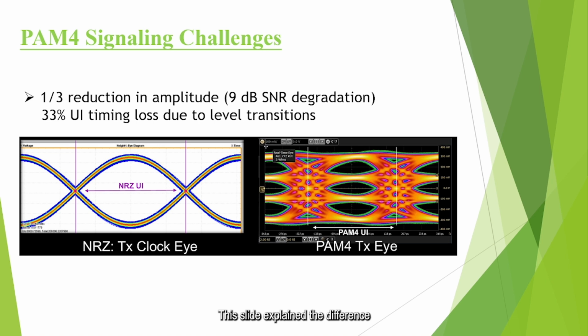This slide explains the difference between the eyes of PAM4 and NRZ signals. As you can see, a PAM4 signal has 3 eyes, while an NRZ signal only has 1. This is because PAM4 divides the amplitude into 4 levels, which results in a 1 out of 3 reduction in eye height and about a 33% unit interval loss due to the level transitions. From the graph shown earlier, you can clearly see the specifications of PAM4 eye height and eye width are roughly 1/3 of those for NRZ signals.